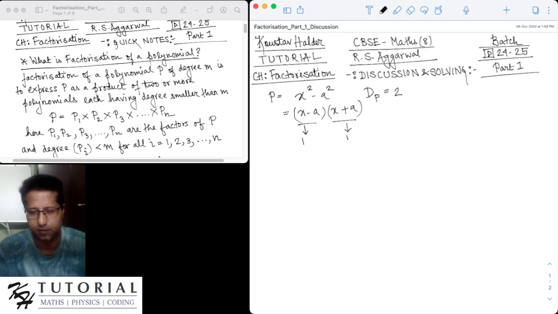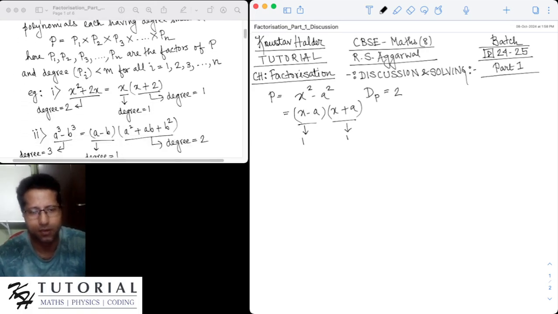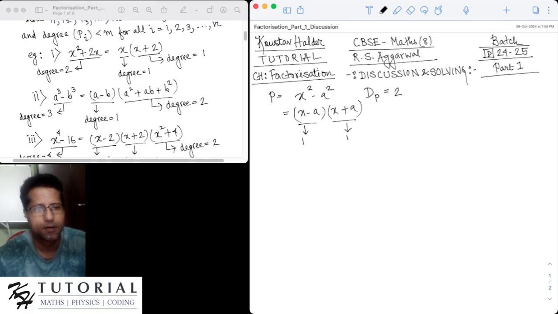So when you factorize a polynomial as a product of two or more polynomials, the degree of those factors will always be less than the degree of the original polynomial. So this is the basic concept, that you express a given polynomial as a product of two or more polynomials, where each of those individual polynomials will have a lesser degree than the original polynomial. Now, in the notes, you will have some examples. I will not go through the examples. You can check the notes.